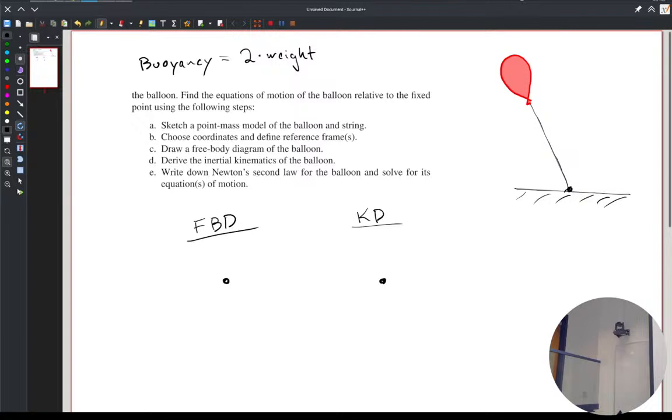Helium. Yeah, helium is going to increase buoyancy. Probably helium since the buoyant force is double.